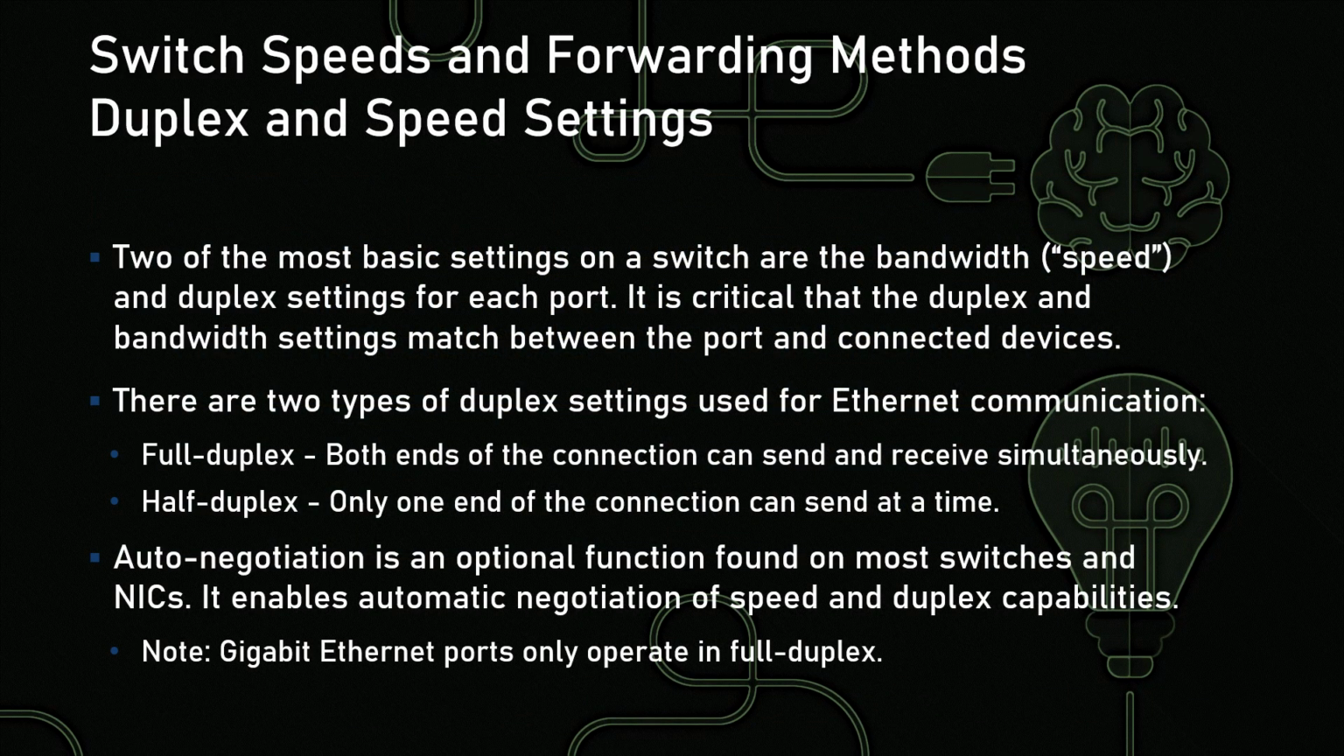Two of the most basic settings on a switch are the bandwidth, which is what we think of as speed, and the duplex settings. We just talked about duplex last chapter, so it's important that we understand that full and half duplex be negotiated correctly. If we have half duplex on one side and full on the other, we could have a lot of collisions, because full duplex will not pause waiting for the half duplex device to transmit. Auto negotiation is an optional function on most switches and NICs, but it's almost always turned on. Be aware that gigabit systems only operate in full duplex, so there's no worry about auto negotiation for those.